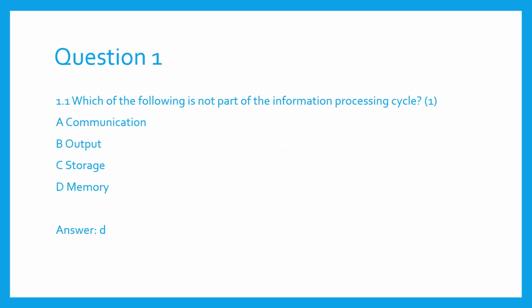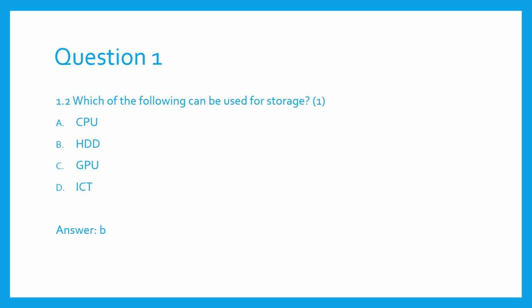Question 1. Which of the following is not an information cycle? Memory. Which of the following can be used for storage? CPU, GPU, ICT, or HDD? HDD, obviously.